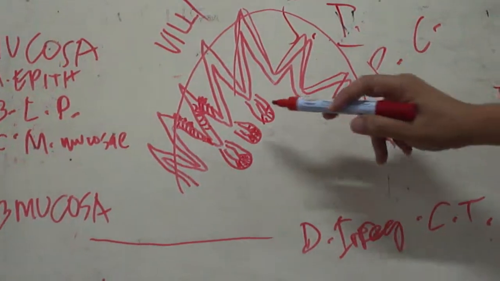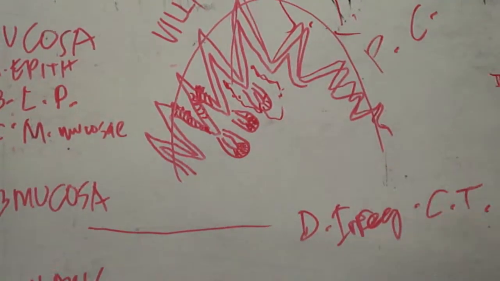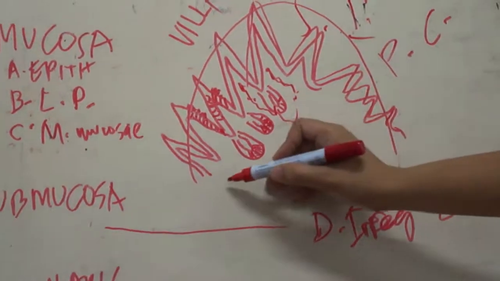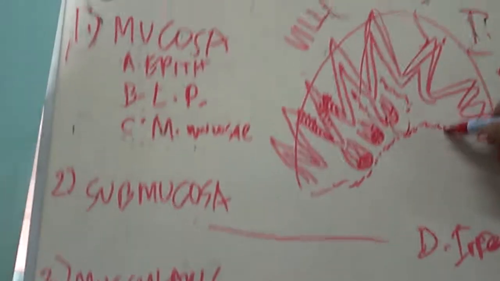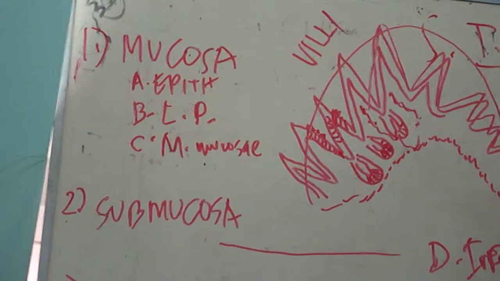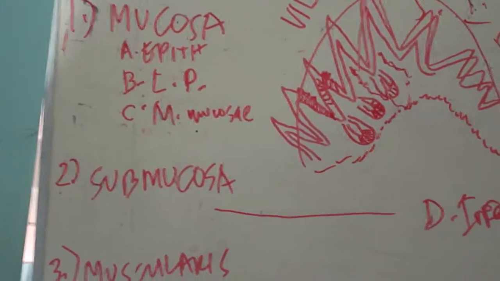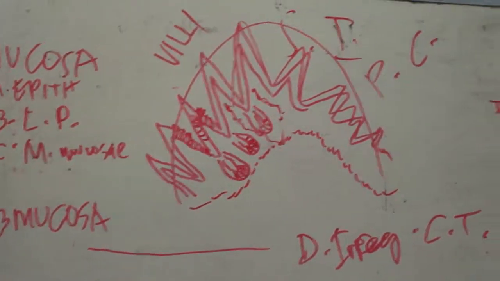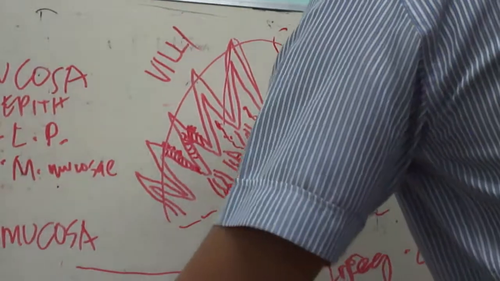And then how do you call the connective tissue surrounding the epithelium and the glands? The lamina propria. And then there will still be a thin band of smooth muscle fibers which will now compose the muscularis mucosae. What are the three segments of the small intestine? Duodenum, jejunum, and the ileum.